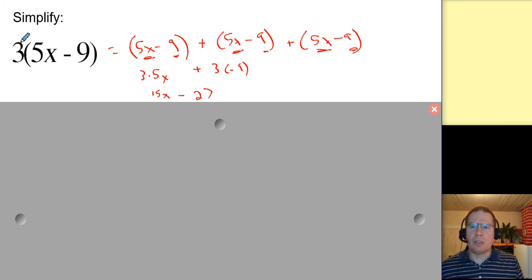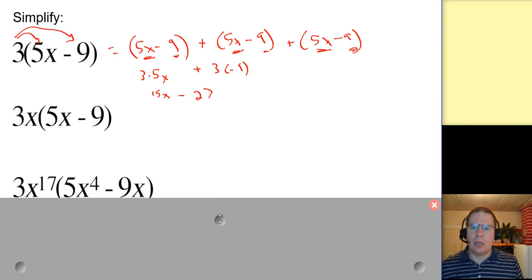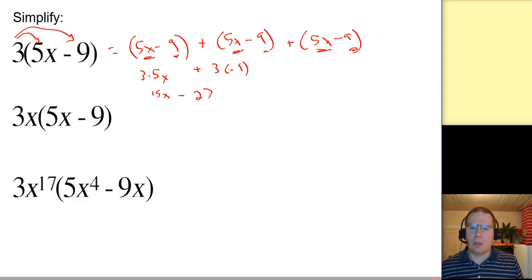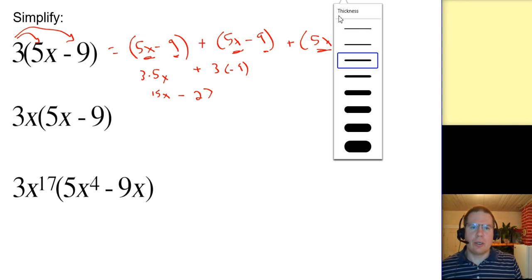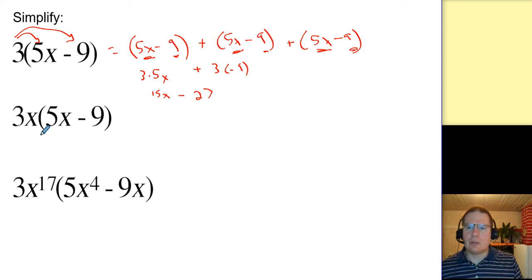So 3 9s makes 27, all negative. Right? When we distribute that 3, it's being distributed to both terms here. And we can distribute that as well for both of these expressions. Right? Use what you know about exponents to simplify these.